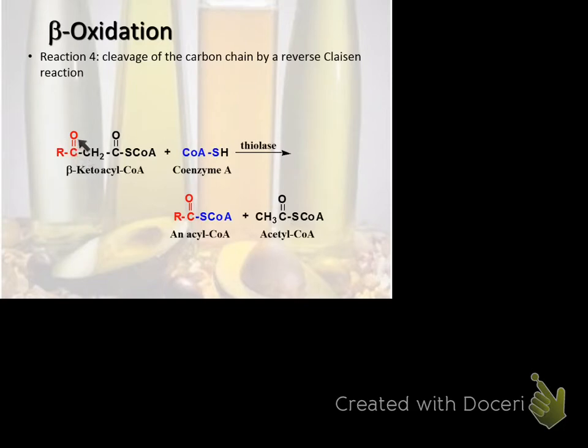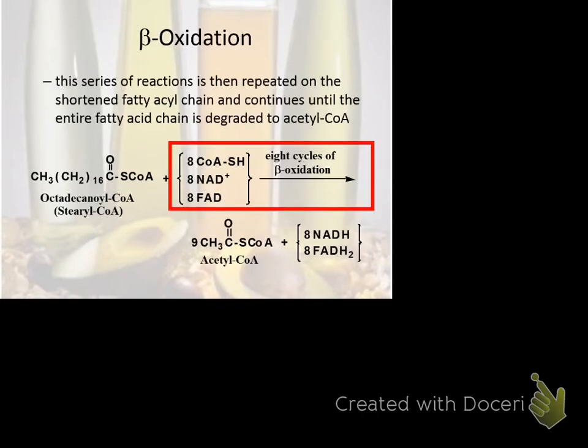You get a tetrahedral intermediate, and then you get collapse, essentially, to ultimately get your acetyl-CoA and then the next acyl-CoA. Unless, of course, we're down to 4 carbons. If you're down to 4 carbons, then the 2 products would both be acetyl-CoA. So this just shows you an example.